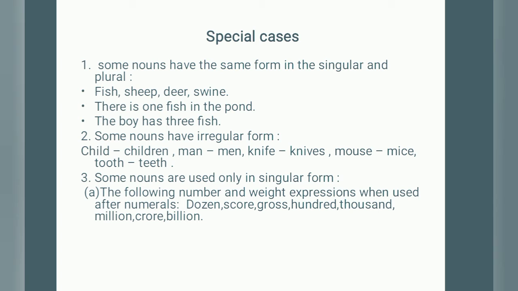As an example, we can say there is one fish in the pond. Here we are talking about only one fish. And then the next example, the boy has three fish. Here we are talking about more than one. So the fish should be changed to s or es, yes?